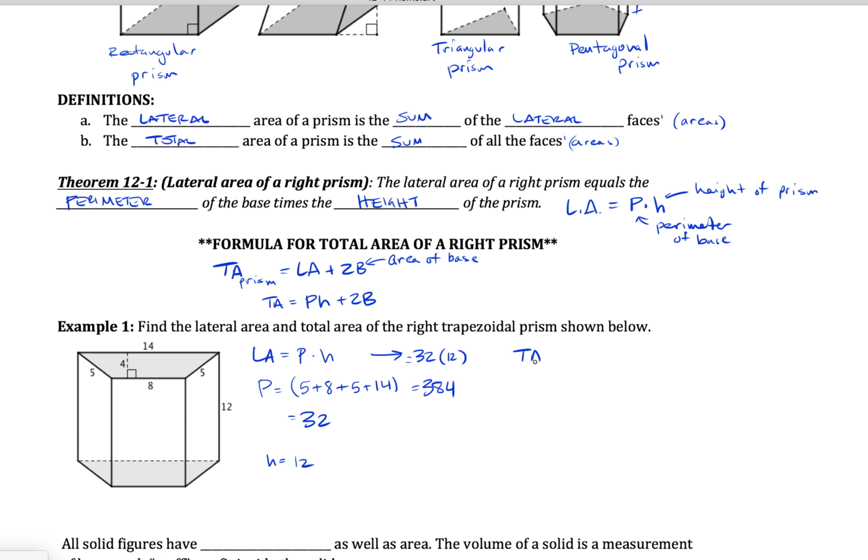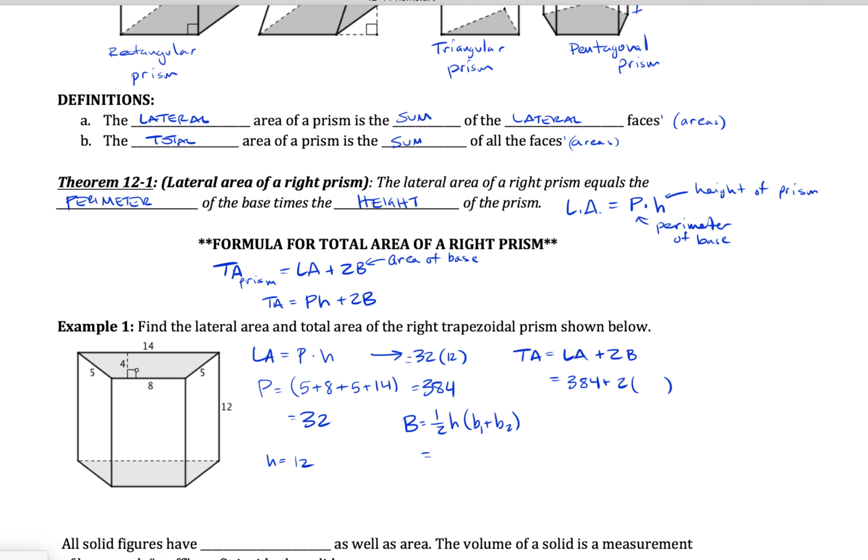Now if I'm going to do the total area, I need to take that lateral area and add to it 2 times the area of the base. So the lateral area is 384, but what's the area of the base going to be? Well, let's do that real quick. The base is a trapezoid, so I know I'm going to take half of the height times the sum of the two trapezoid bases. The height of the trapezoid, see, this is where it gets confusing because we have an H here that's representing height of the trapezoid. We had an H over here that's representing height of the prism. So just try and stick with me on this.